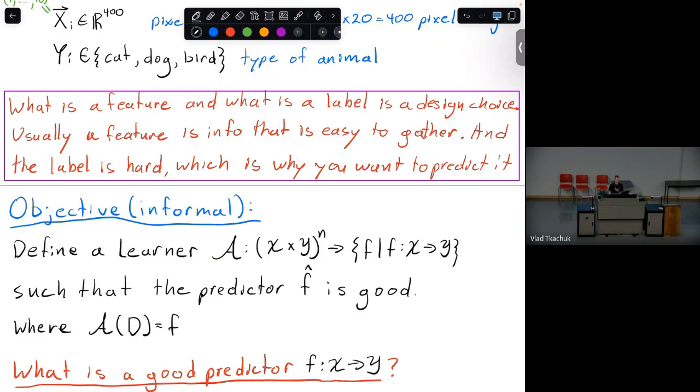So it outputs f hat. We want this f hat to be good. In particular, f hat is what the learner outputs. So it takes in data, it outputs a predictor, and we want this to be good.